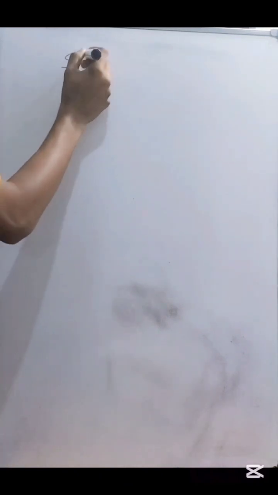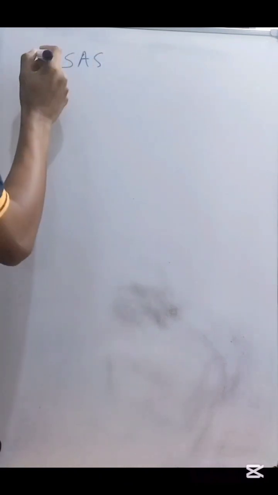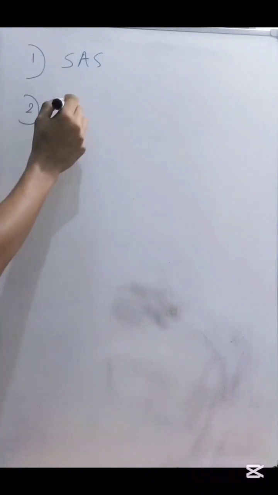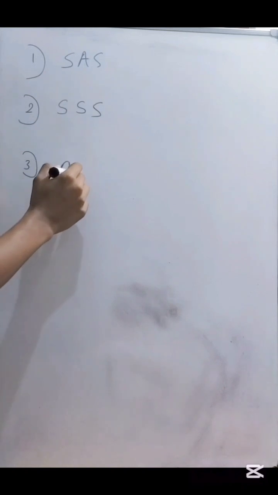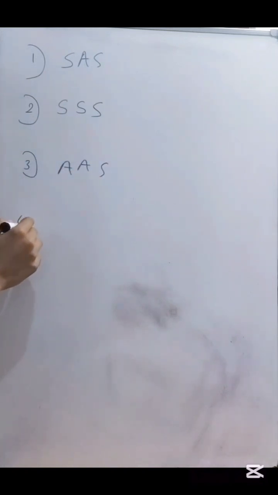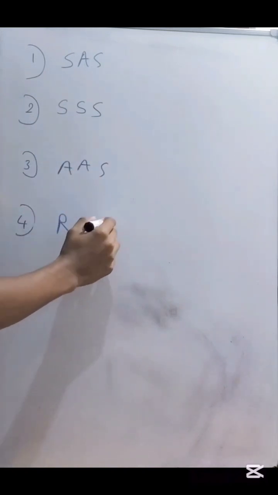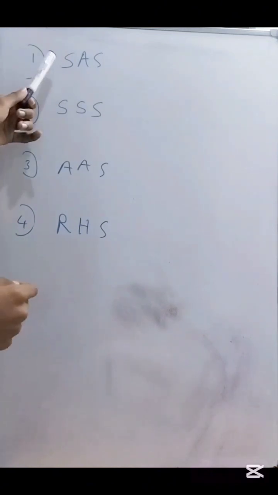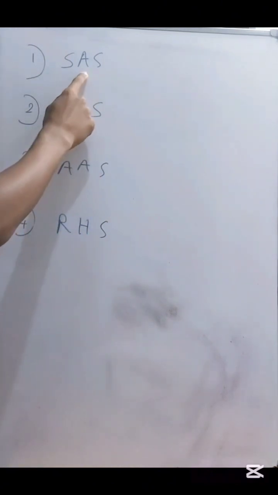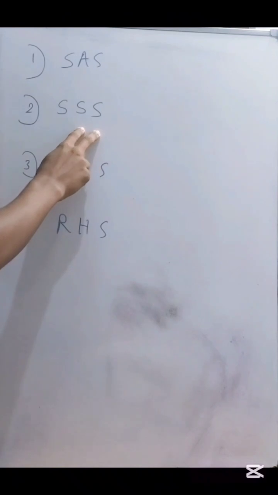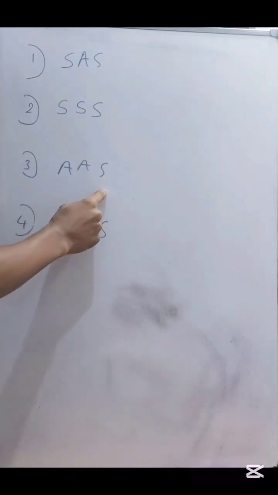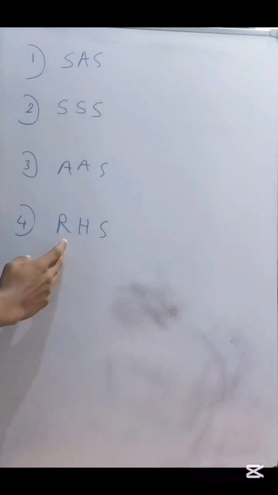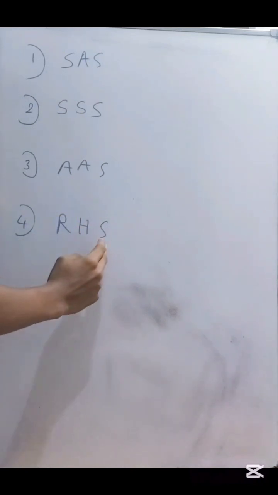Proof such as the SAS case, the number one case, or the SSS case, or the AAS case, or the RHS case. So what do these mean? SAS means side angle side. The SSS case means side side side case. And the third one, the angle angle side case. And the fourth one is right angle hypotenuse side.